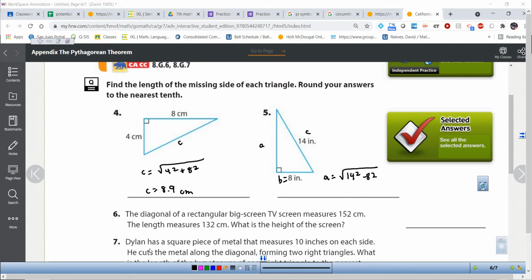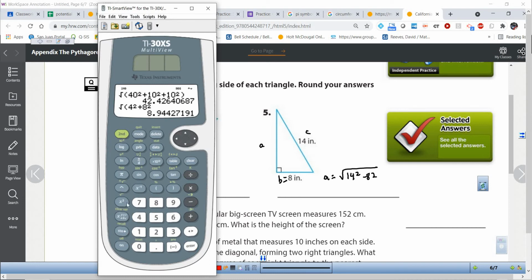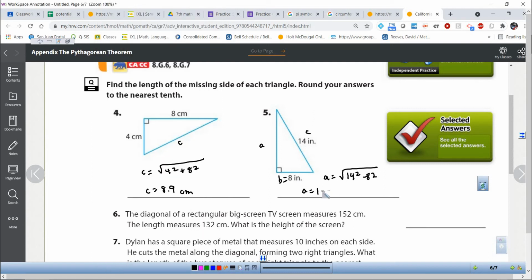So again, going back to my handy dandy calculator, the square root of 14 squared minus 8 squared, and I get 11.48. Now this time I have to round up to 11.5 inches. Okay, so this is using the Pythagorean theorem to find the hypotenuse. This one was using the Pythagorean theorem to find a missing leg.